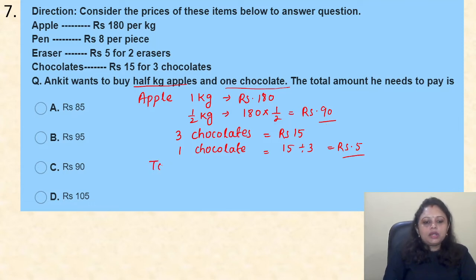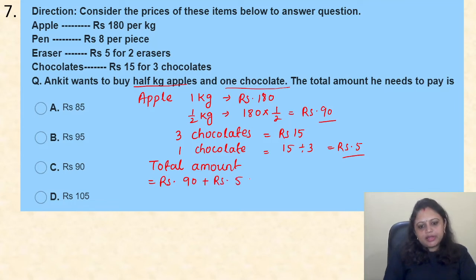So the total amount he needs to pay is equal to rupees 90 plus rupees 5, that is equal to rupees 95. And where is it present? That is in option B. So the correct answer is option B, that is rupees 95.